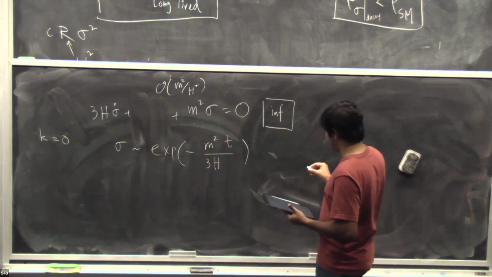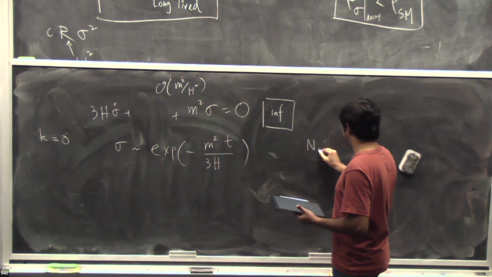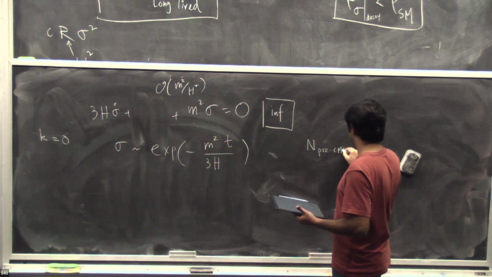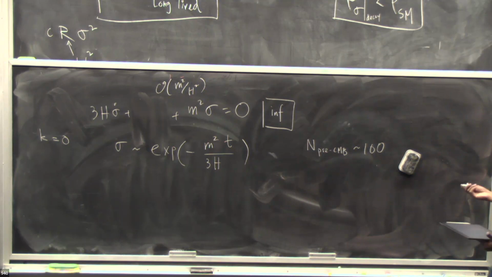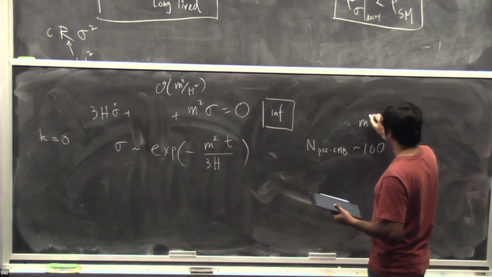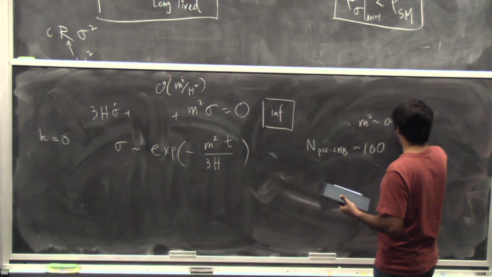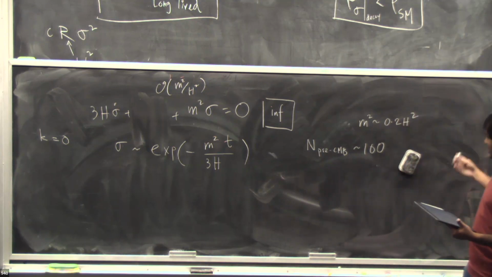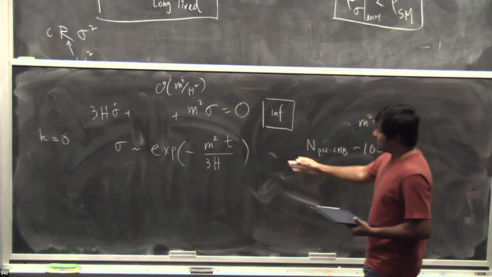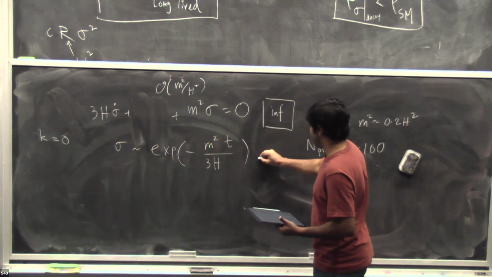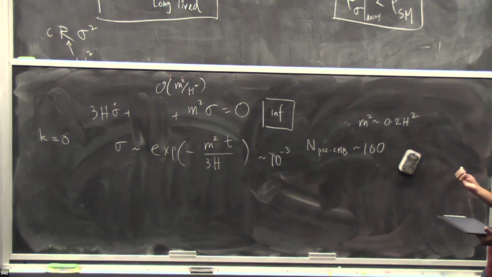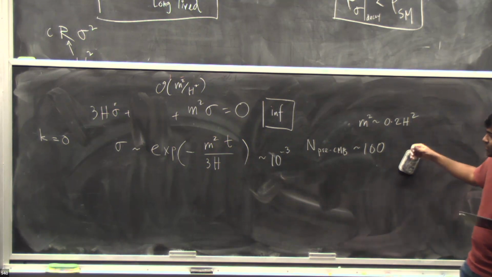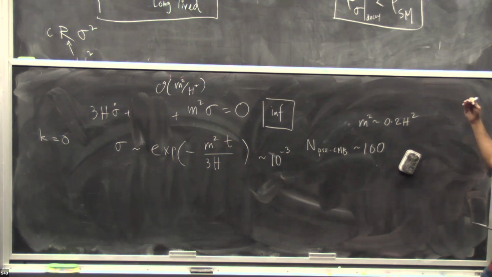For example, if you assume that there were order 100 e-foldings before the CMB modes exited the horizon, and if you say that m squared is 0.2 Hubble squared, just to take a benchmark, then this exponential suppression becomes of the order of 10 to the minus 3. Okay? So this is just to show that even though the field is not seemingly doing much over a long time, its amplitude does decrease quite a lot.